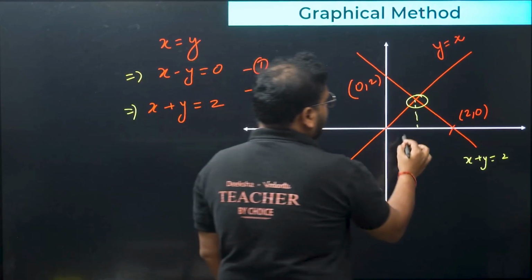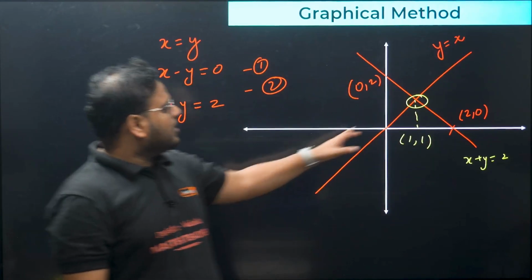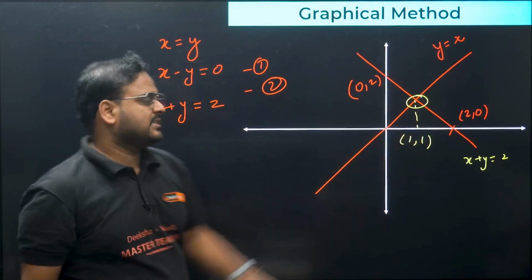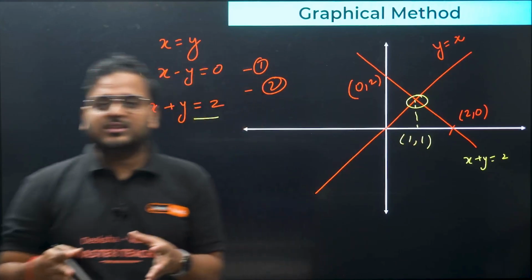You all know what this point is? 1 comma 1, right? The point is 1 comma 1. How come, sir? Because y should be equal to x and the sum should be equal to 2. The point is 1 comma 1. So that's how we approach in the case of the graphical method.